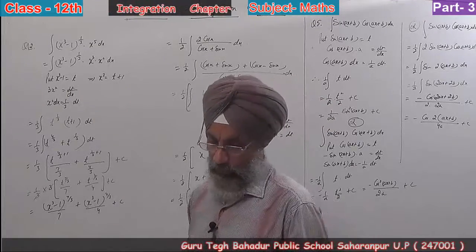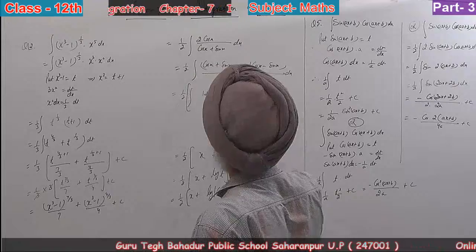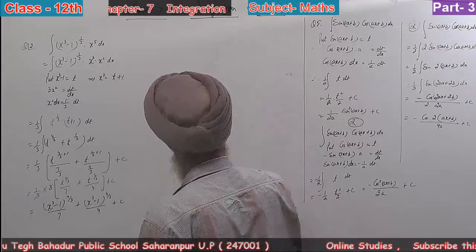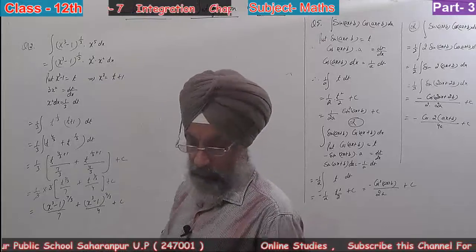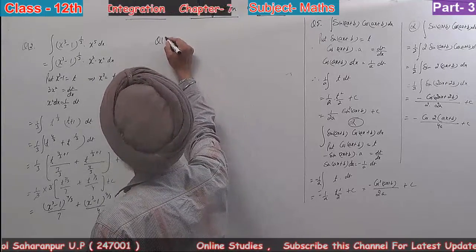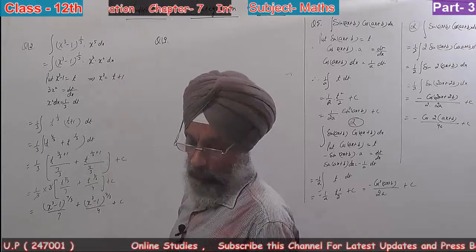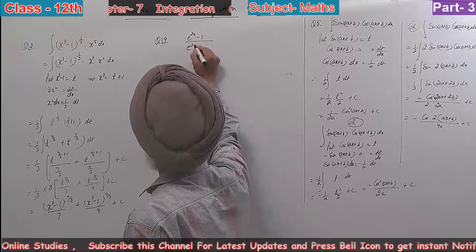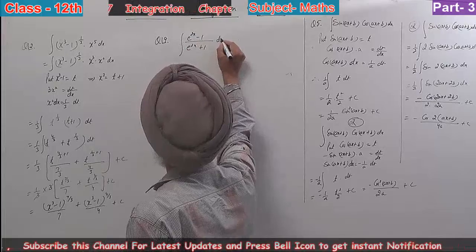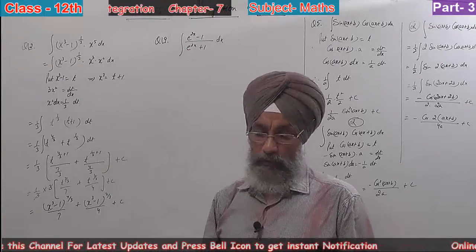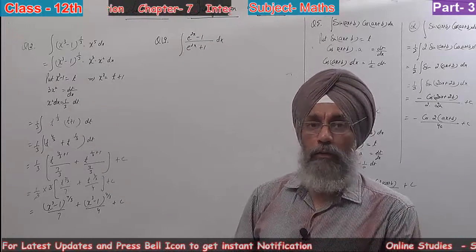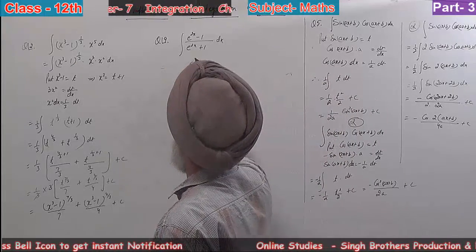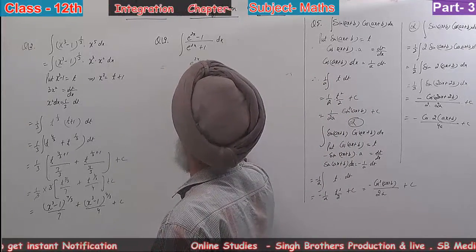See question number 19 here. It is (e^(2x) − 1)/(e^(2x) + 1), and we have to integrate it. Again, to integrate it, we have to play a trick here. We have to divide numerator and denominator by e^x.